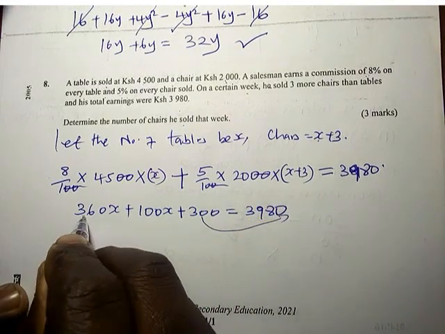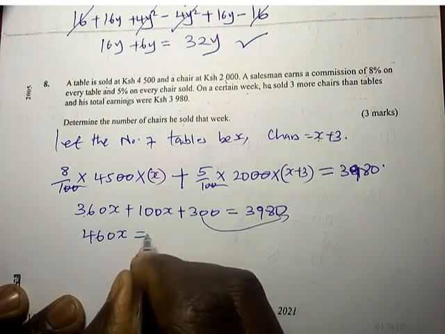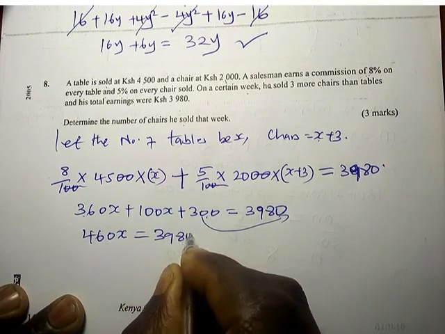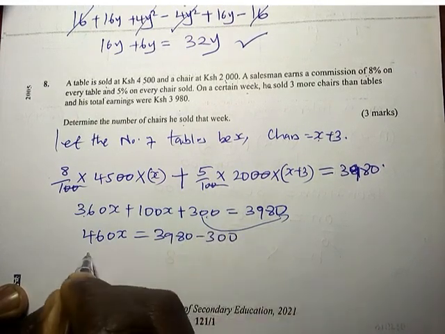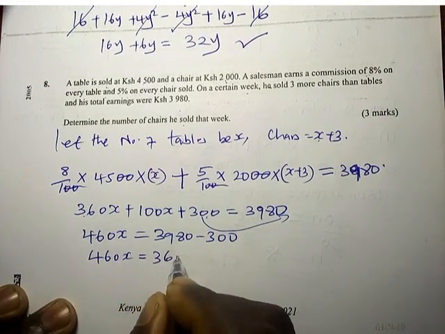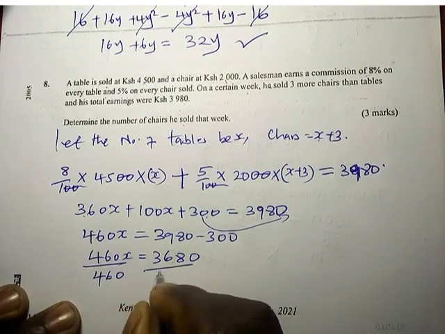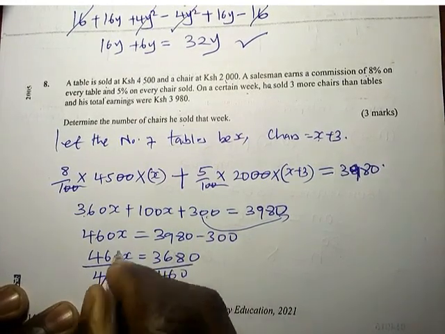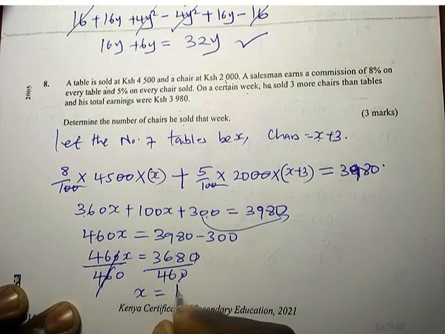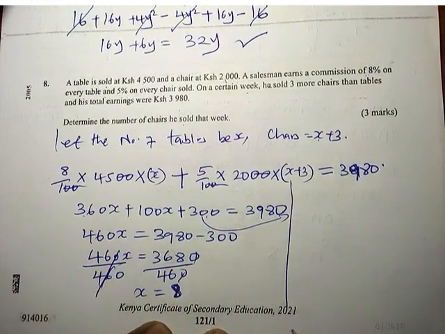So we'll have 460x is equal to, if you subtract this one there, 3980 minus 300. 460x is equal to 3680. You divide both sides by 460. So x is going to give us 8. x is a value of 8.